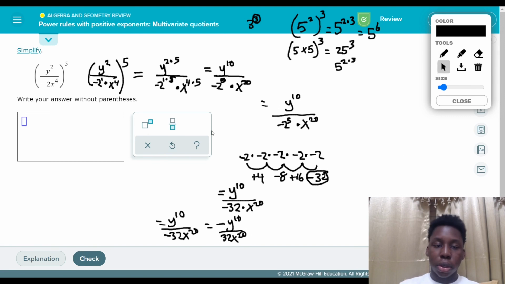So let's put that in. So this is a minus y to the power 10 over 32x to the power 20. Check.